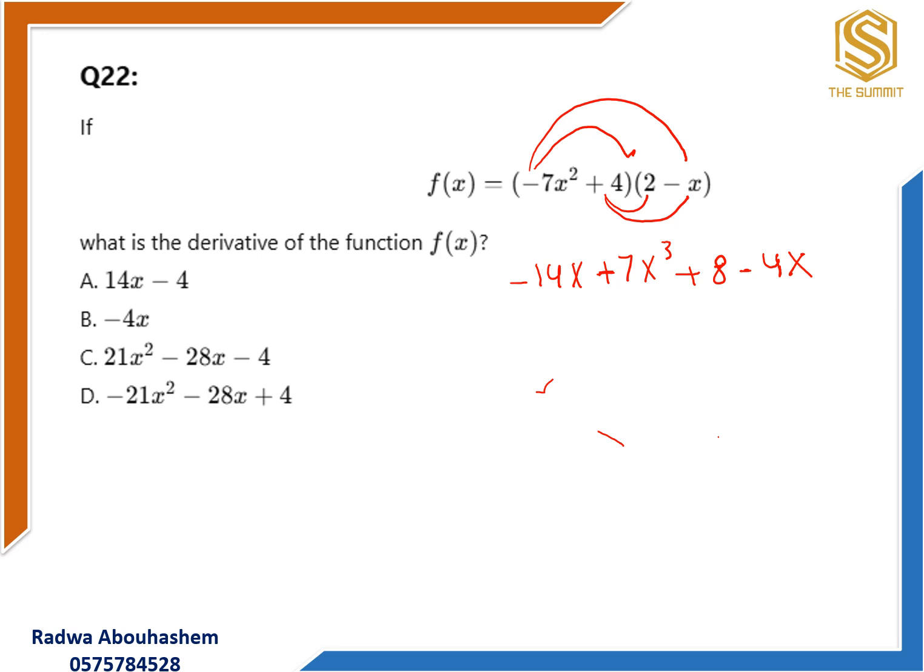Now let's take the derivative. Sorry, I forgot to do this. This is power 2. Let's take the derivative now. So negative 14 times 2 give me negative 28x plus 3 times 7 give me 21x power 2. The 8, the derivative for it is 0. Negative 4x, the derivative for it is negative 4. So which of the choices matches my answer? This one.